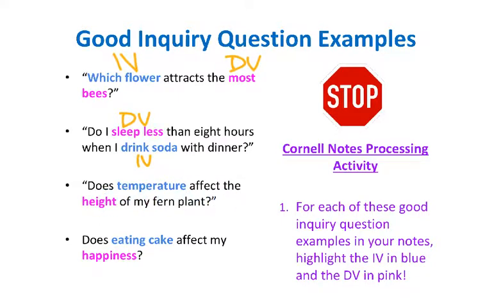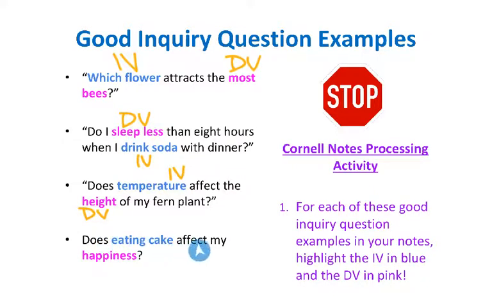How does the temperature affect the height of my fern plant? In this case, we have an independent variable, right? The temperature. We might have one plant in a cold room and one plant in a warm room. And then we're measuring the height of the plant to see if the temperature makes a difference. So the height would be the dependent variable. So this is a good testable question.